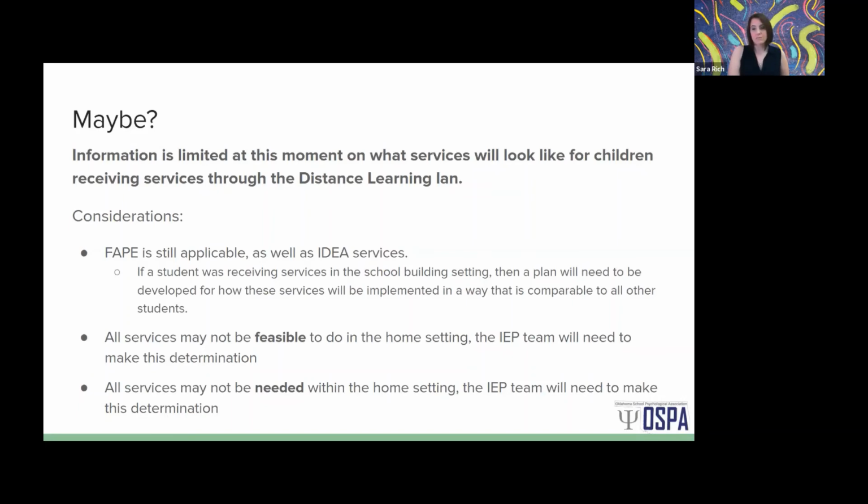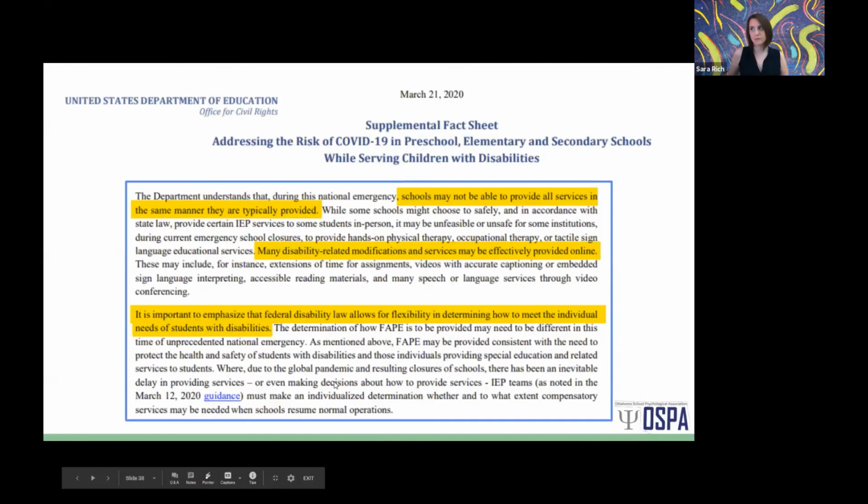All services may not be feasible within the home setting. So even though they were getting something in school, it might just literally not be feasible and so we need to consider that. Also, all services might not be needed, especially things like behavior plans. Just because a child needs a behavior plan doesn't necessarily mean they need one at home. Also saying they might need one at home, but they don't need one at school, that's another story. So really, this is a conversation that IEP teams are going to need to have once their districts come up with their learning plan and how they're supporting students with special education services. And also, again, I hope we get more guidance from that.